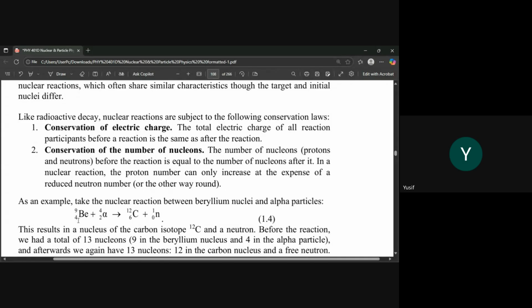Now let's look at the atomic number, so that we have Be to be 4 and the helium atom to be 2. When you add it up, you are going to get 6. When it comes to the product side, the daughter has 6 and the neutron is having 0 atomic number. And at the end of the day, this is also conserved. So in this case, the conservation of number of neutrons is obeyed.